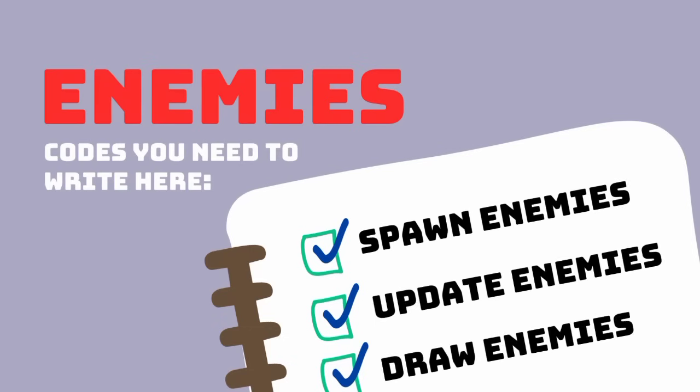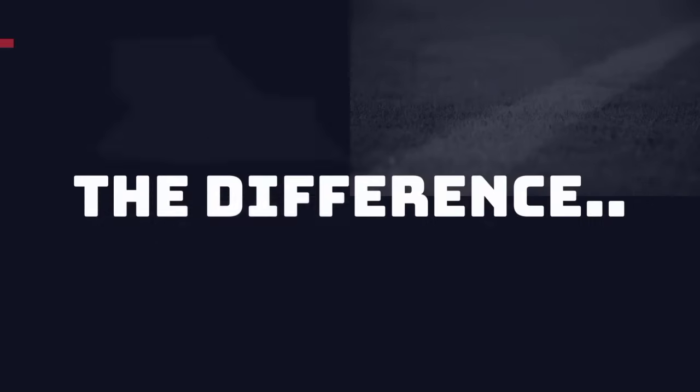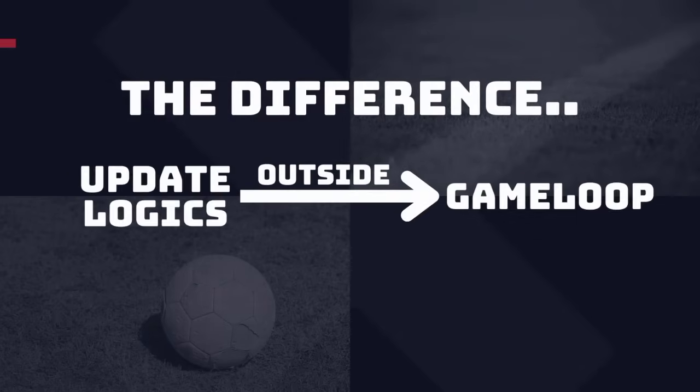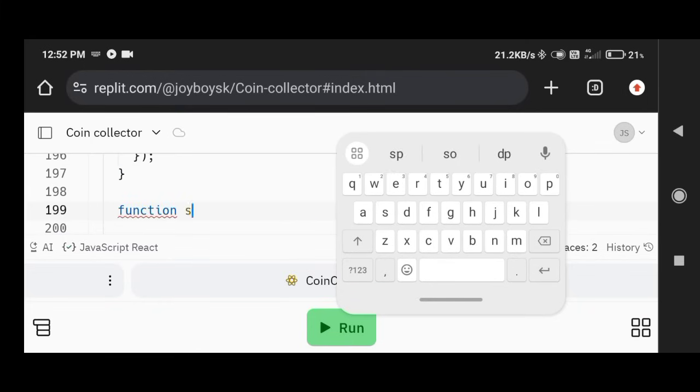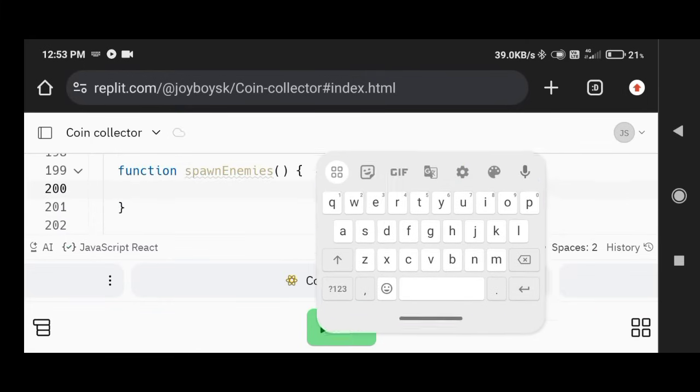Now to move further, we'll divide the enemy code into 3 functions: spawn enemies, update enemies, and draw enemies. Yes, this is just like the particle effects section you've seen before. The only difference here is that you'll have to write the update logic outside the game loop and create logic inside the game loop. The reason is because enemies need to be inside the game consistently, unlike the particle effects. Okay, now let's start writing the spawn enemies function.